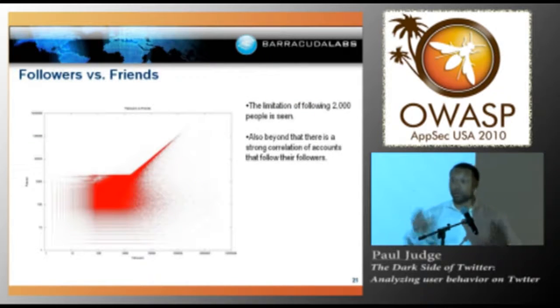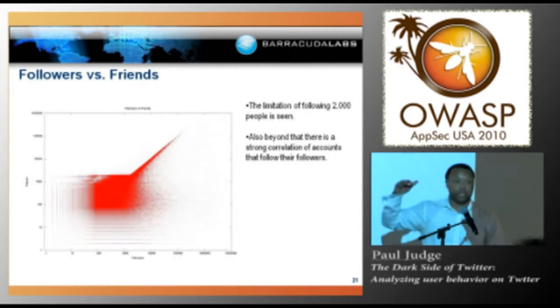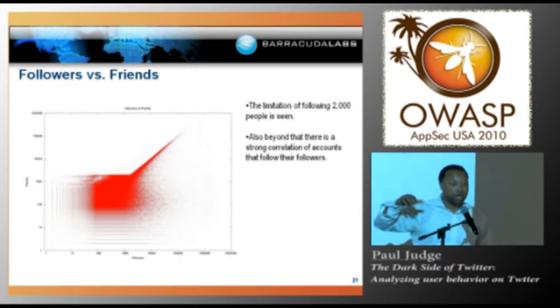So we looked at a few things based on those basic properties. One of the things that we looked at was followers versus friends, and the relationship between the two. You see some natural things here that you would expect, like the soft limit of 2,000 people that you're following before you have that many people following you. So you see that limitation show up.